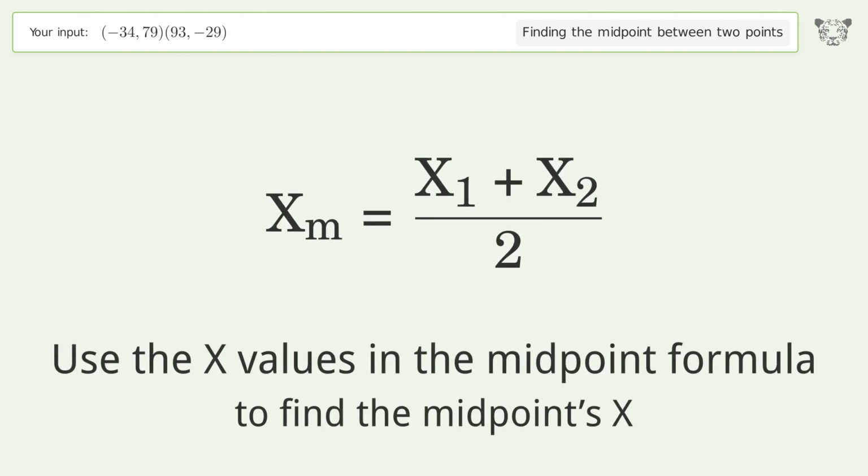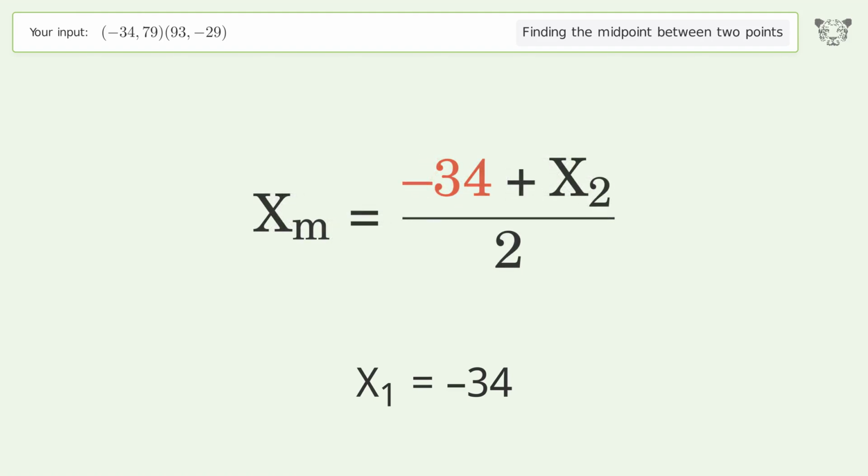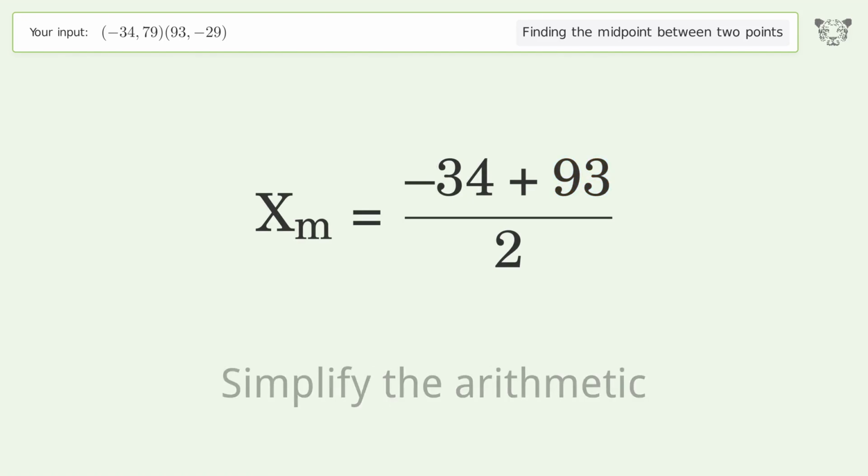Use the x values in the midpoint formula to find the midpoint's x. x1 equals negative 34. x2 equals 93. Simplify the arithmetic.